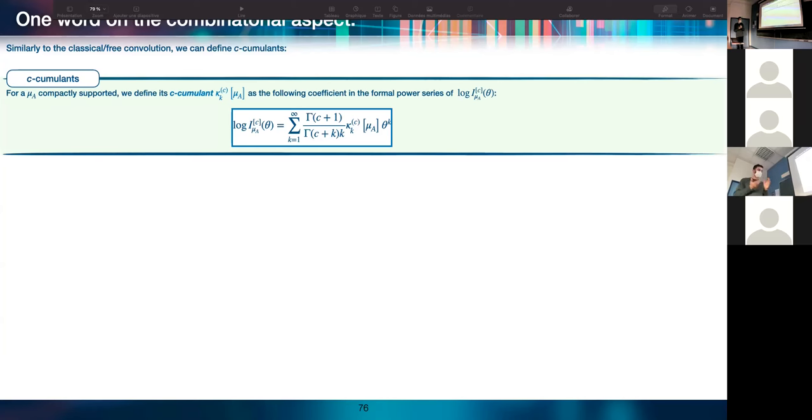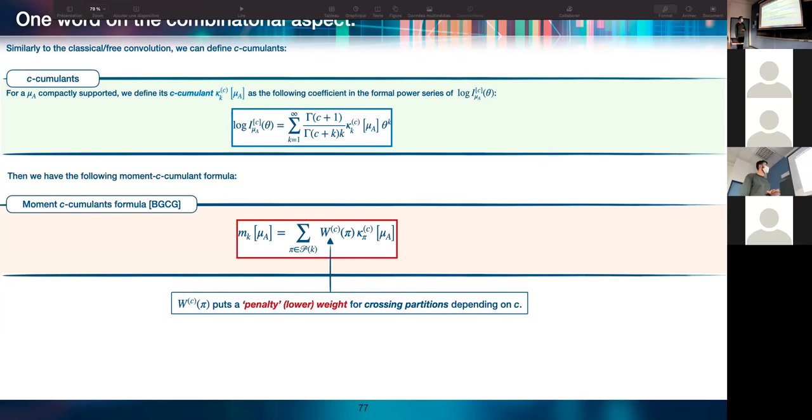I want to define C cumulants. So you can define the log of this high temperature spherical integral. You take its power series, and you choose wisely the coefficient, and this defines the C cumulants. I don't want to enter into too much detail here why this is the correct scaling, but what I just want to say is you have a moment cumulant formula. So now, instead of summing over all partitions, you're summing over all partitions, but you're putting some weights on the partitions. And the weights depend on, among other things, if they are crossing or not.